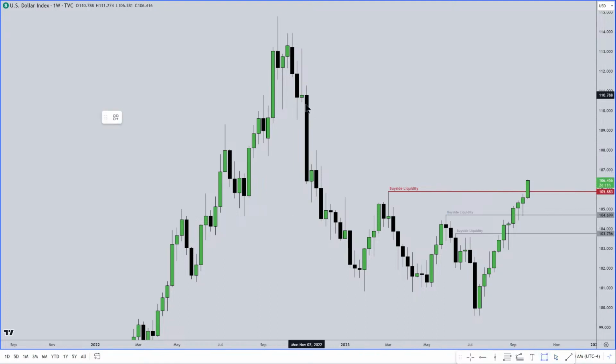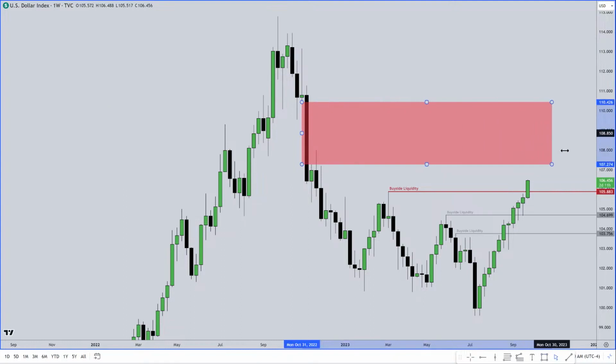So in your charts, you should have this highlighted, drawn out into the future, and then here is buy side. And this is all weekly level, so it's a very, very high time frame. It's going to take a little bit of time to get to these types of levels.